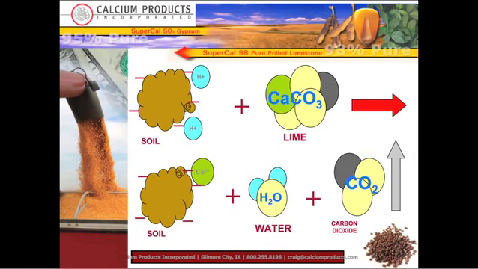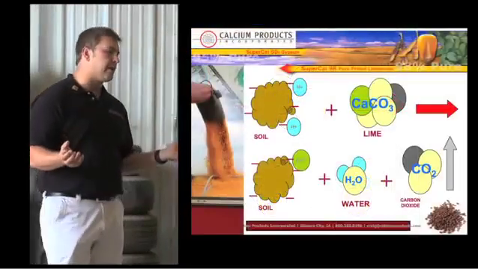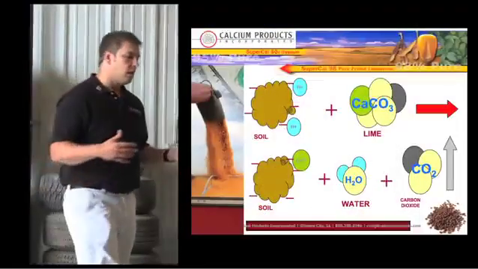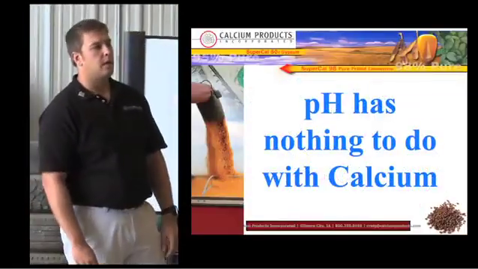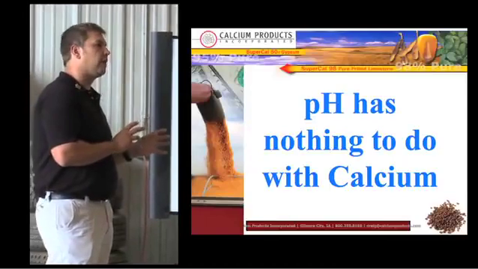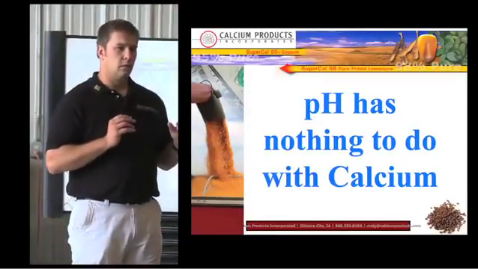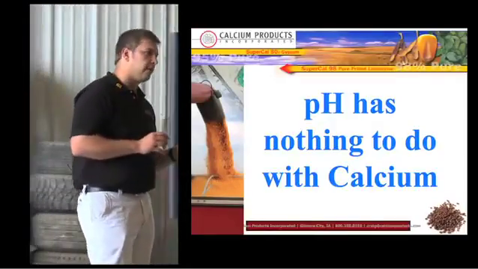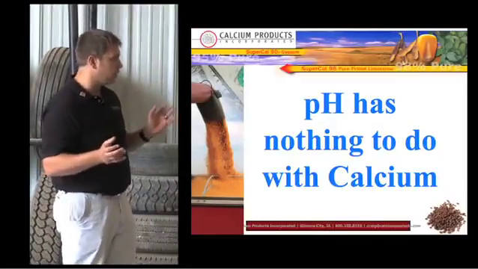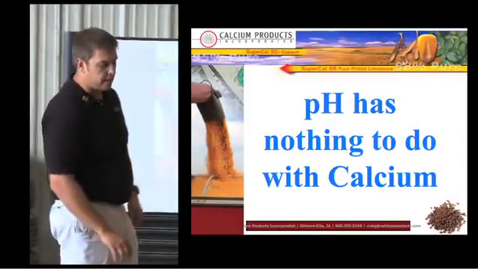The calcium does not do the lime work for you. It's the carbonate molecule. Many people think, well, if I have lots of calcium, my pH is okay. Again, pH has nothing to do with calcium. It is just a measure of hydrogen in the soil. So we can have soils that are low pH and low calcium, or we can have high pH soils with low calcium. We're just measuring the hydrogen ion with pH.